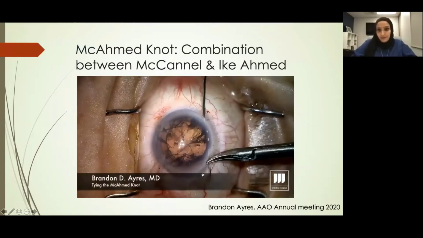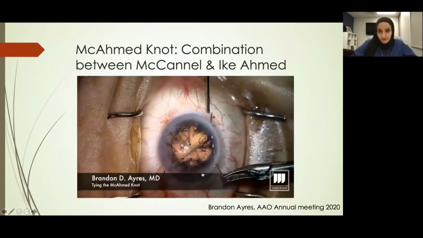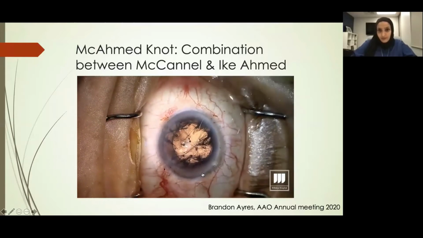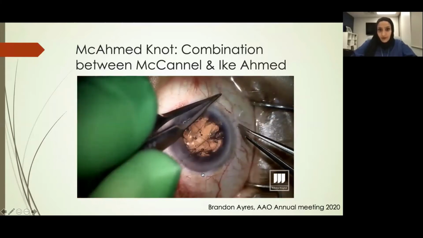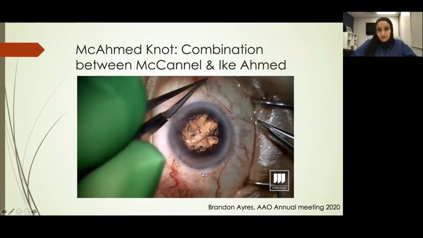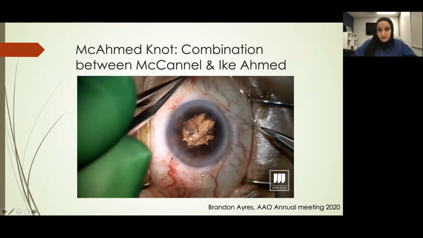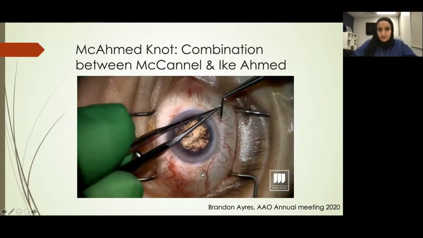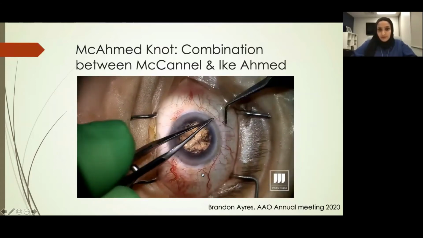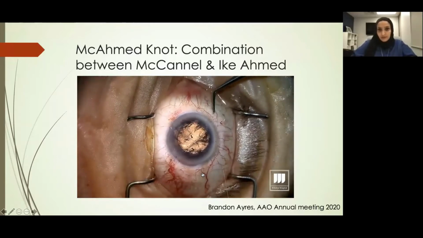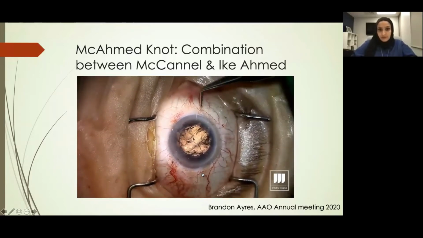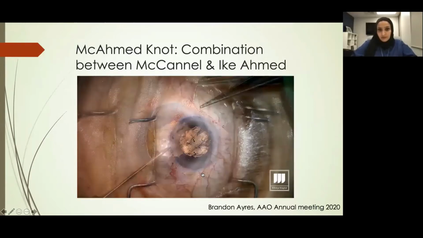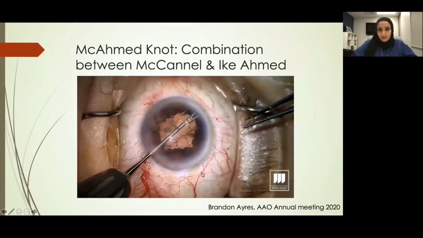Hey, we've had lots of questions as to how we tie the McAhmed knot after making a CerClaw suture. So in this video, I'm going to show you how we tie and break down the McAhmed knot, named after a combination of Dr. McCannel and Dr. Ahmed. At the completion of the CerClaw suture, we're going to make a 3-1-1 knot. This is the part that's similar to the McCannel. We're tying both ends through a single paracentesis. Both ends of the suture are protruding through a single paracentesis.